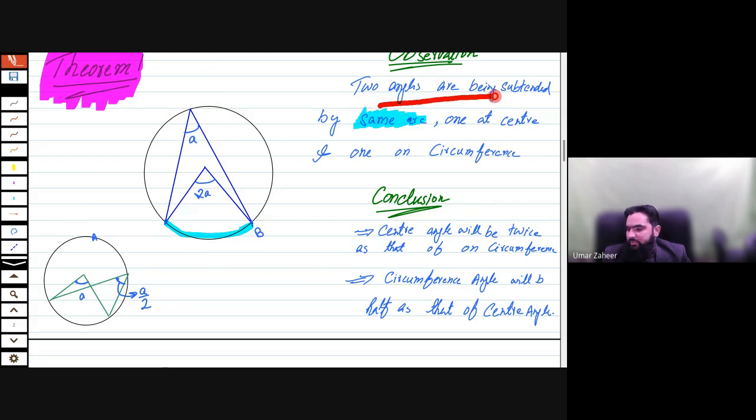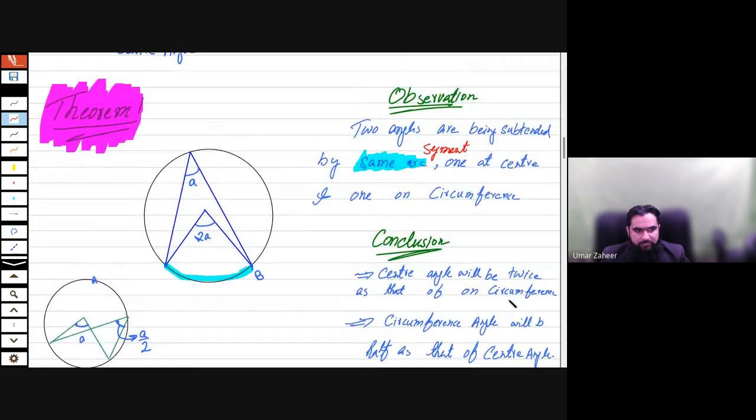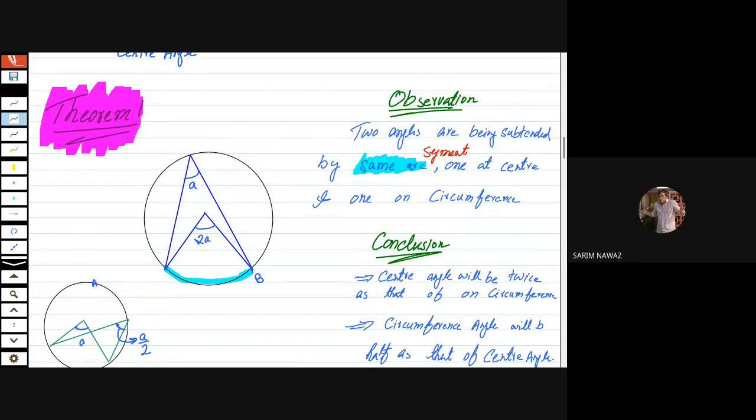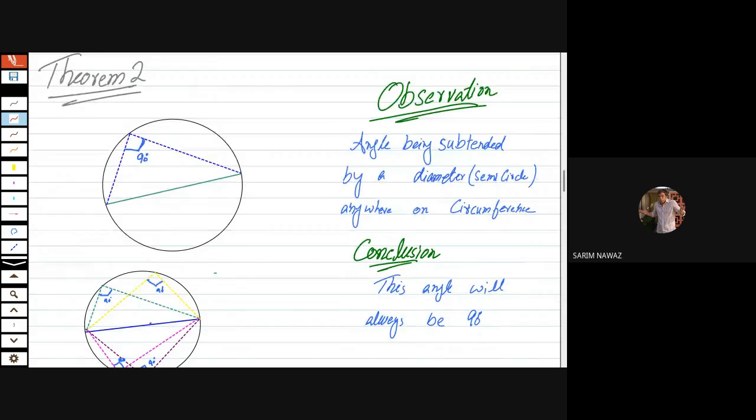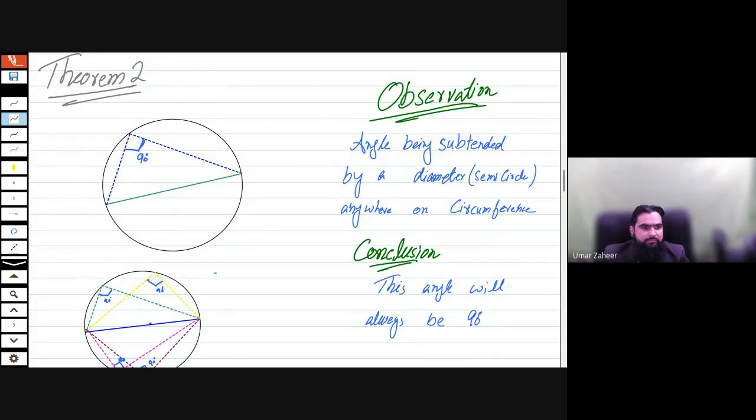If your two angles are subtended from the same arc or segment, one at the center and one on the circumference, we make the conclusion that the central angle will be twice that of the circumference angle. Yes, everyone, any question on this one? Is it clear? Yes, Ariba, sorry. Yes, sir.